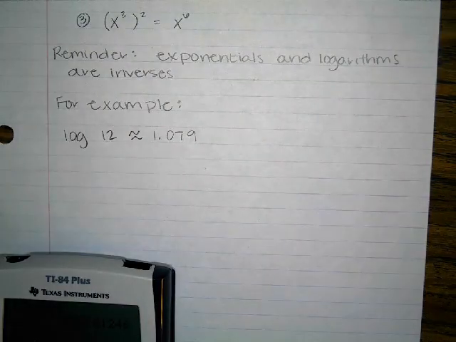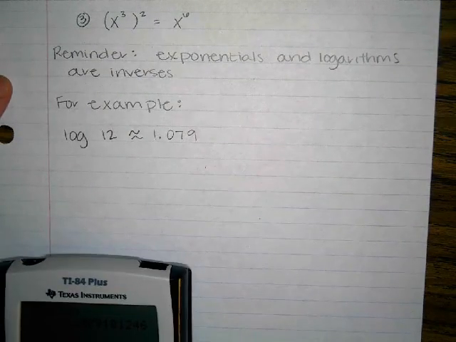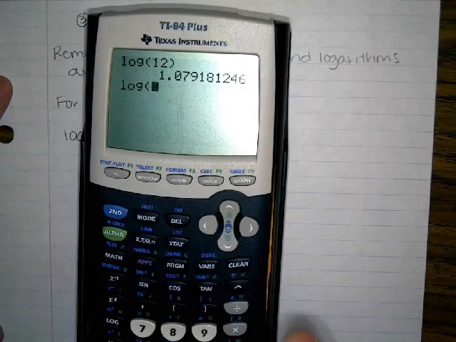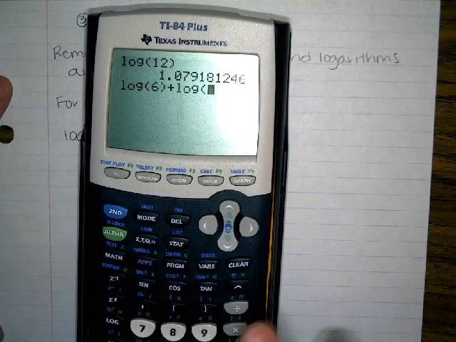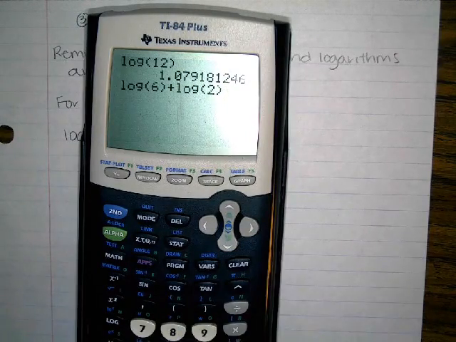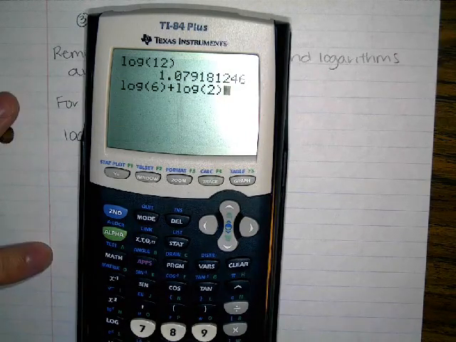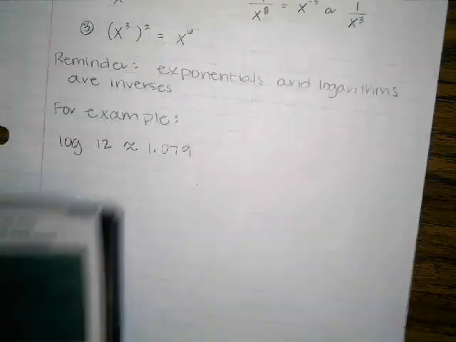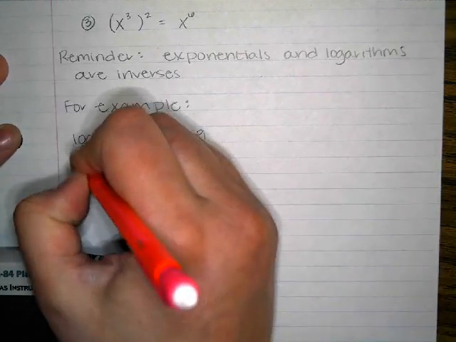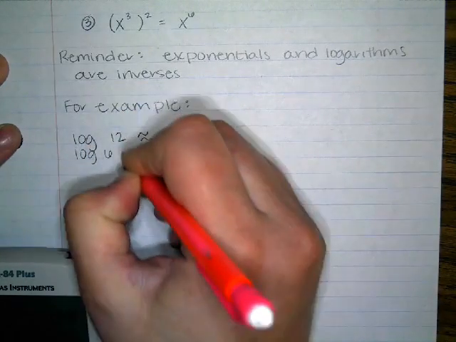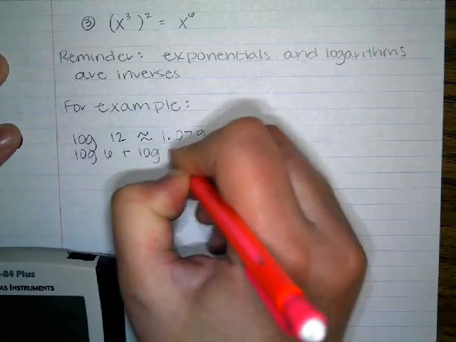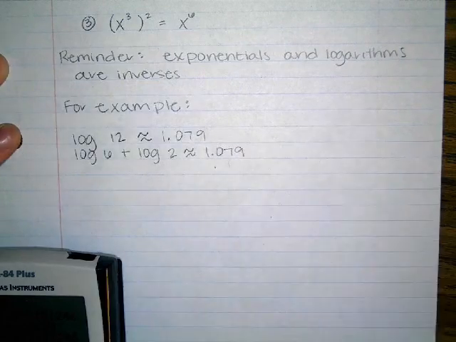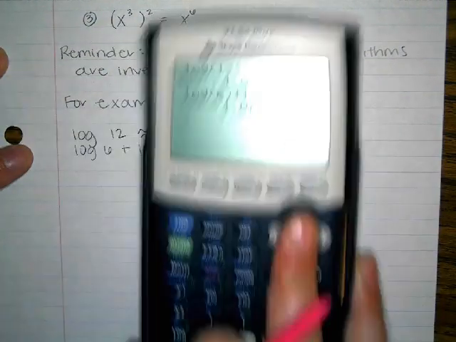Log 12. All right. Next, I want you to type log 6 plus log 2. What do you get? Same thing. Okay, let's write that. Log 6 plus log 2 is 1.079.